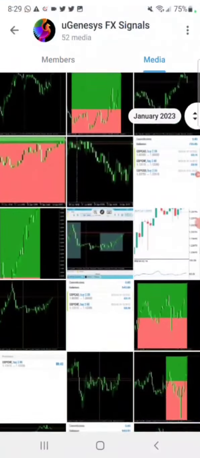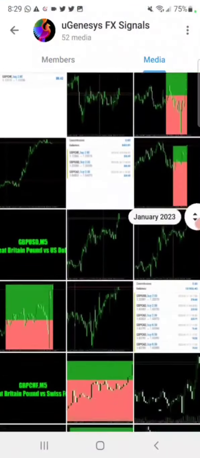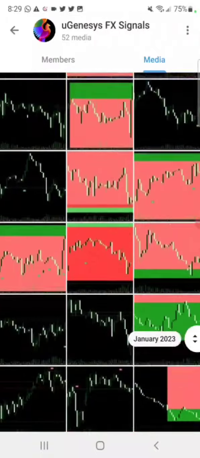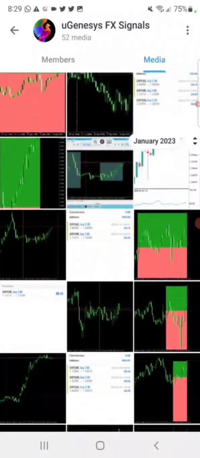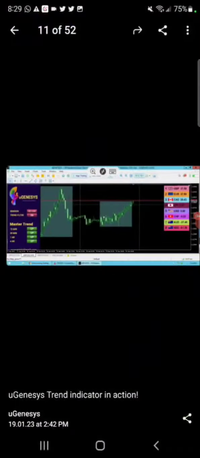All right. Let me show you what the indicator looks like, because I'm on my phone right now, so I'm not using my computer today. I'm just going to show you what the indicator looks like when it's on the chart. All right, good. So yeah, this is what the indicator looks like.